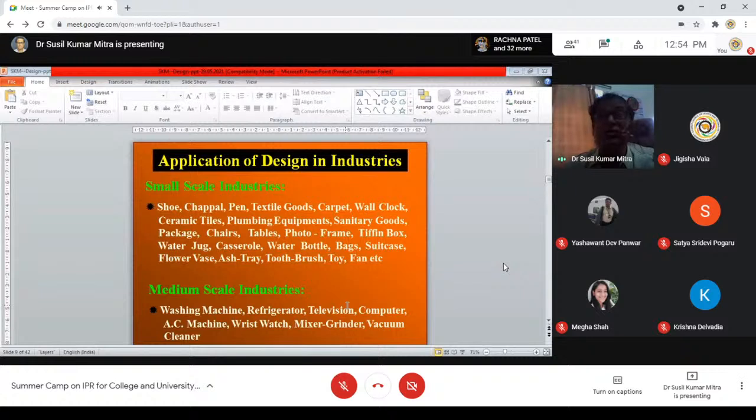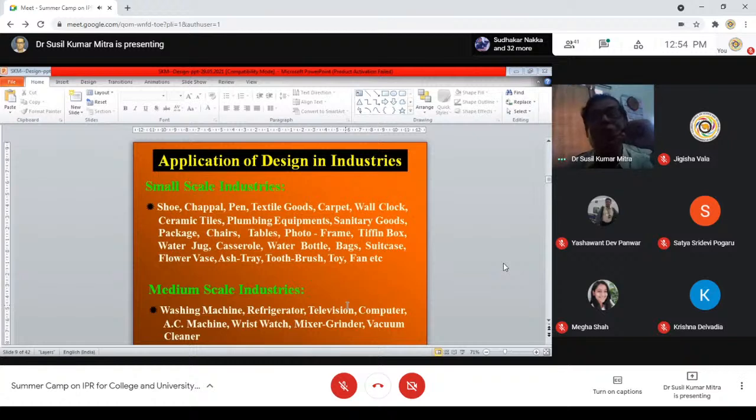Whenever you are producing footwear, that will come under one class. If you produce a container, that will go to another class. If you produce agricultural equipment, that will go to another area. So every product is classified under the Locarno classification under design. And for medium scale products, if you consider washing machines, refrigerators, televisions, and computers, these mostly come from the big industries.